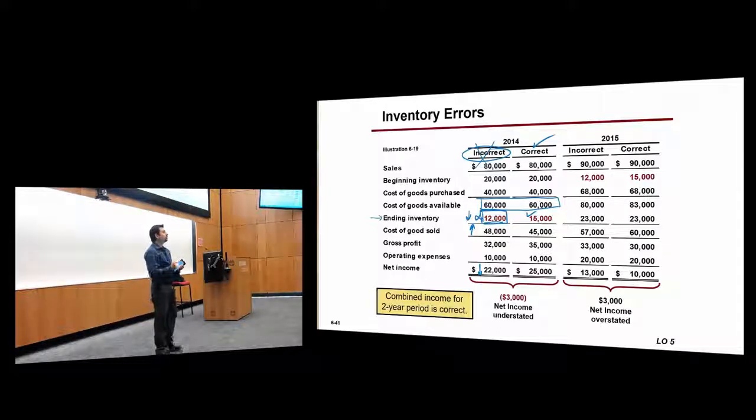When you carry it over to the next year, this mistake, which was the ending inventory, will be the beginning inventory. Now it's the other way around. The beginning inventory now is understated. Once again, you look at the cost of goods sold, it will also be understated. So in this case, your net income will be overstated.